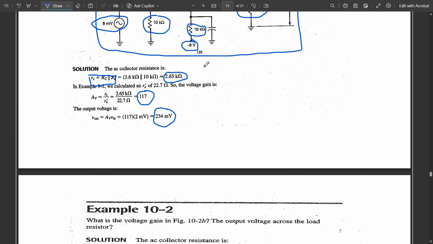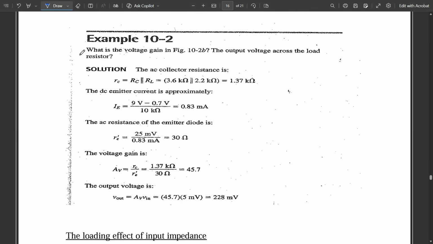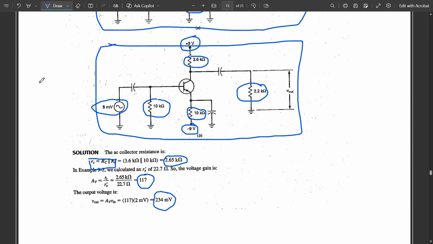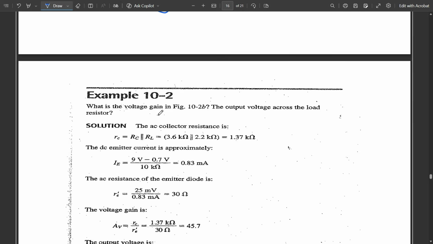Okay. So problems like this they would be asking in the exam also. So you should be making a note of it. So next is example 10.2. What is the voltage gain in figure 10.2b? That is the two supply emitter bias circuit. In this, they have told us to calculate the voltage gain and the output voltage across the load resistor.